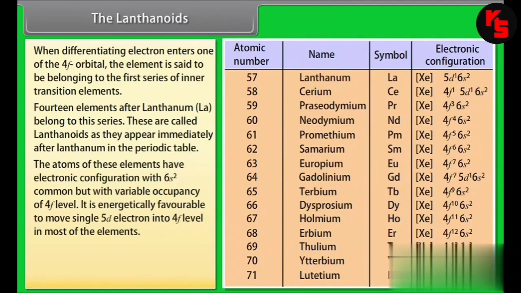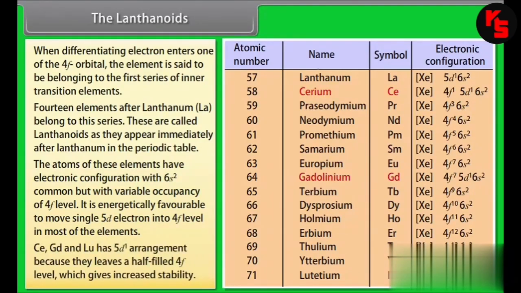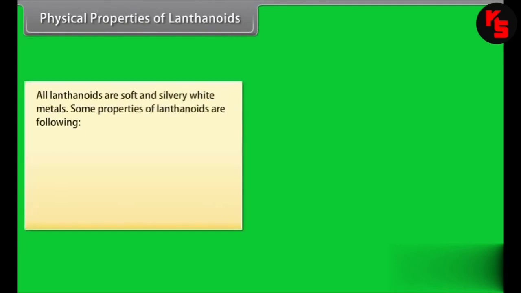The atoms of these elements have electronic configuration with 6s2 common but with variable occupancy of 4f level. It is energetically favorable to move a single 5d electron into 4f level in most of the elements. Cerium, gadolinium and lutetium have 5d1 arrangement because they leave a half-filled 4f level which gives increased stability. Physical properties of lanthanoids. All lanthanoids are soft and silvery white metals.